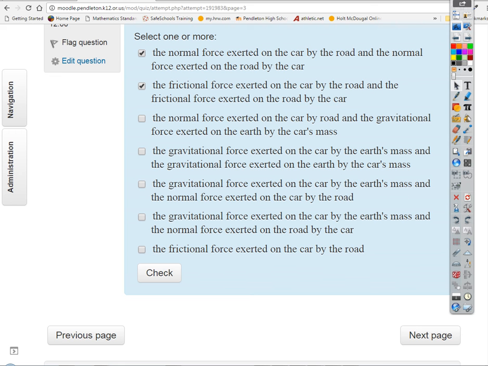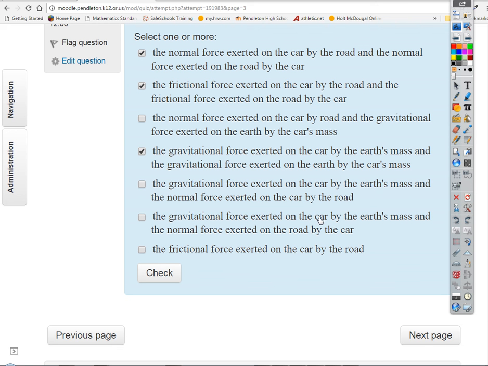Okay, so the gravitational force exerted on the car by the Earth's mass and the gravitational force exerted on the Earth by the car's mass. Yeah, that works, right? That fits. Everybody agree? Gravitational force exerted on the car by the Earth's mass and normal force, not going to work, right? Two different forces.